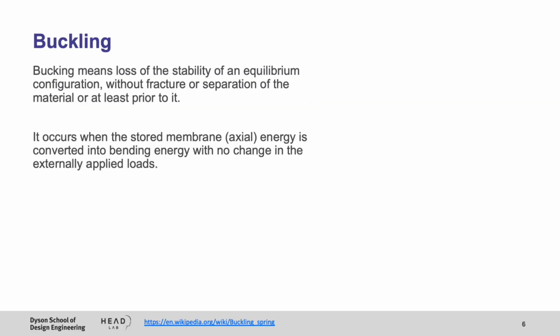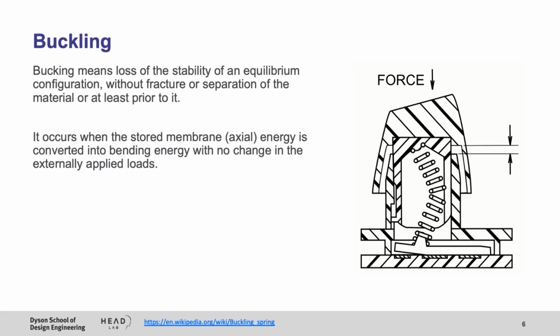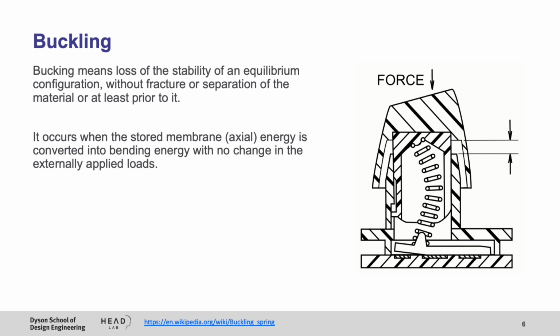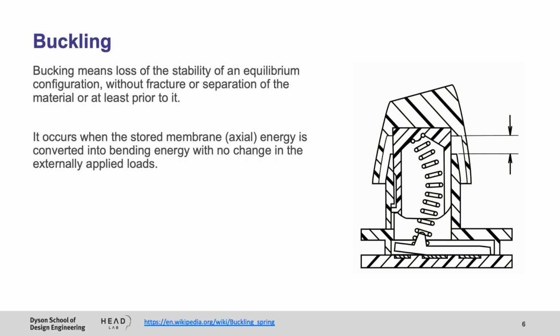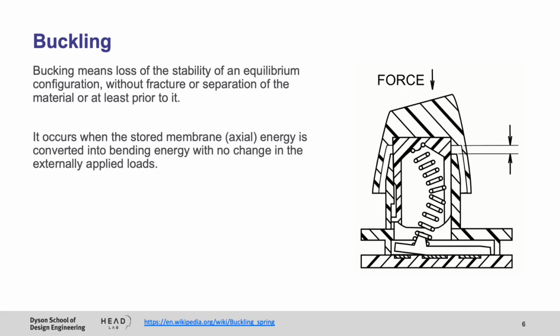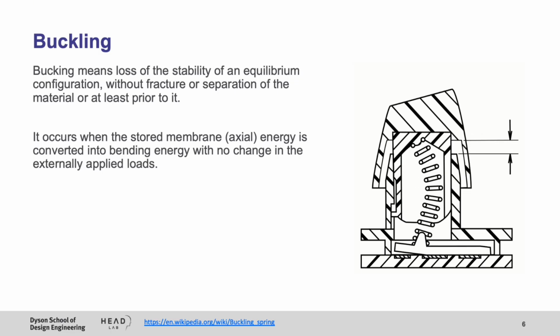Well, now let's look at a formal definition of buckling. Buckling is loss of stability of an equilibrium configuration without fracture or separation of the material, or at least prior to it. So let's look at our keyboard problem. In this structure, the spring is under compression. As we press the key, the spring is compressed to a point that it suddenly bends, but this loss of stability is not due to the failure of the spring, although it can lead to failure down the line, like the problem that we saw earlier, the pressure vessel problem.